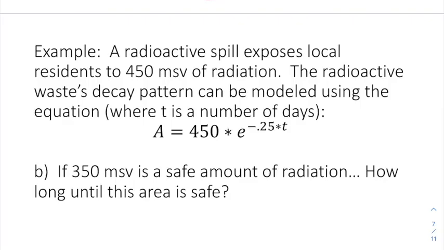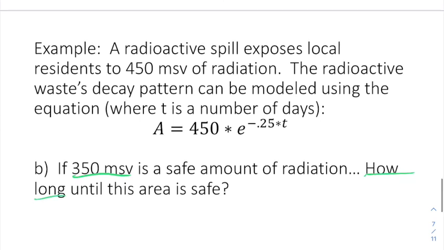Now, using the same context, let's do a problem where they make us go the other way. If 300 MSV is the safe amount of radiation, how long until this area is safe? Well, 350 is an amount of radiation, so we're going to plug that in for A. And how long means we're looking for a t, so we're trying to solve for t.